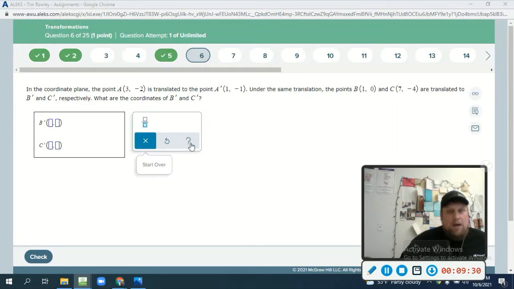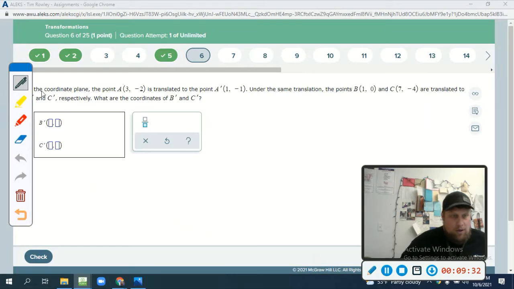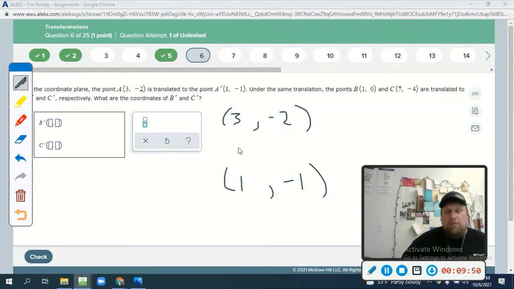All right. So let's draw this real quick. If I have 3, negative 2, and I told you I translated it, and when I translated it, it went to 1, negative 1. Let's figure out what the translation was. To go from 3 to 1, what do I got to do? I got to go minus 2. So that tells me that in the horizontal direction, I moved left 2. So that's telling me I went left 2.